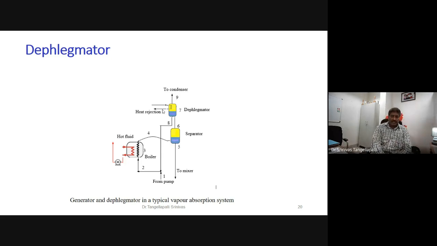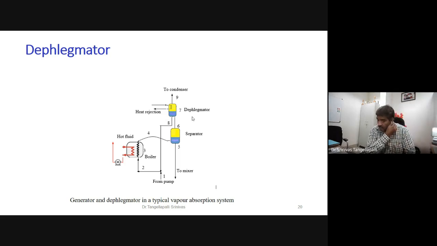Okay, now from an analysis point of view, or for numerical calculations, we have to define the performance of this dephlegmator. To find this performance, we have to define a performance parameter based on the target. You know the effectiveness of a heat exchanger. How is the effectiveness of a heat exchanger defined? It is the actual temperature difference relative to the maximum possible temperature difference, T max minus T minimum.